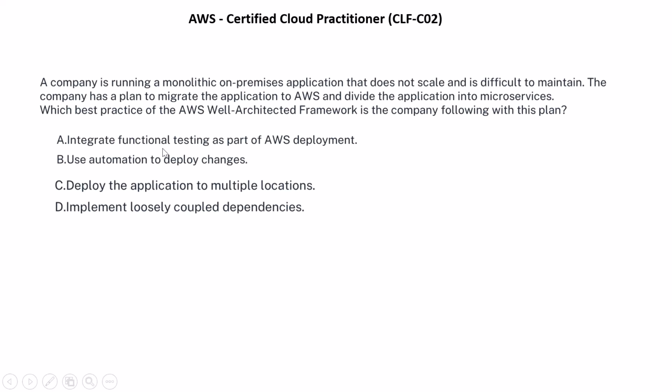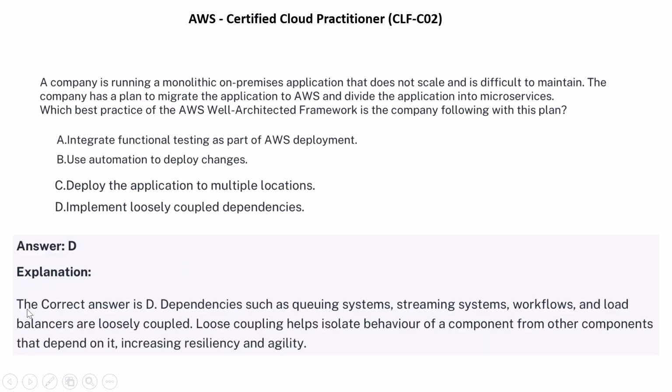Option A, integrate functional testing as part of AWS deployment. Option B, use automation to deploy changes. Option C, deploy the application to multiple locations. Option D, implement loosely coupled dependencies. The right option is Option D. Dependencies such as queuing systems, streaming systems, workflows, and load balancers are loosely coupled. Loose coupling helps isolate behavior of a component from other components that depend on it, increasing resiliency and agility.